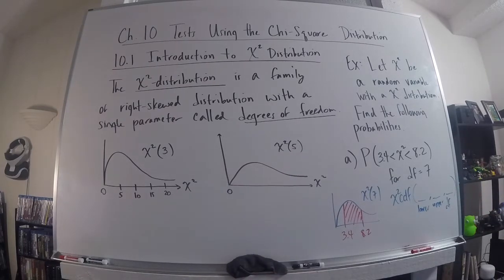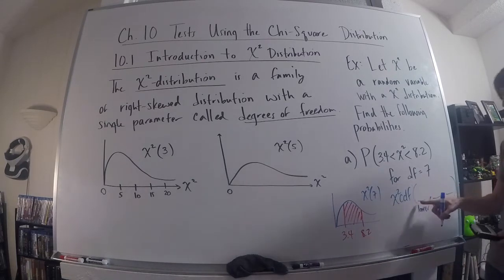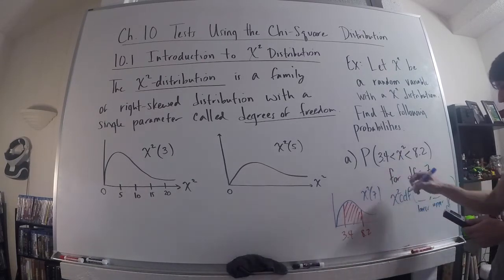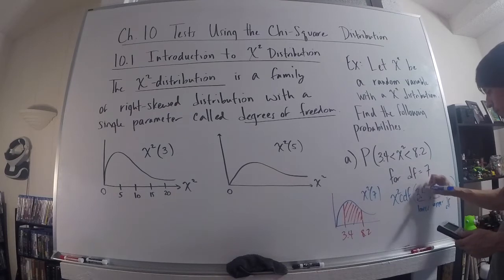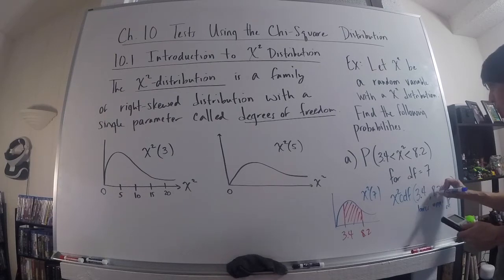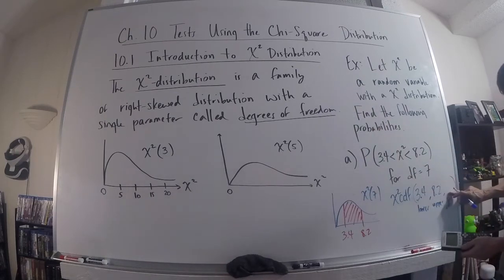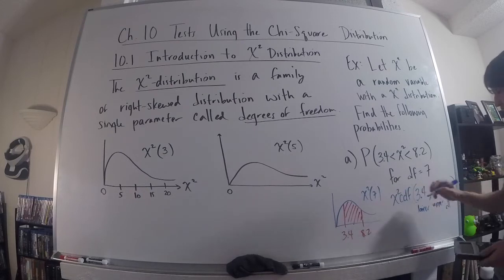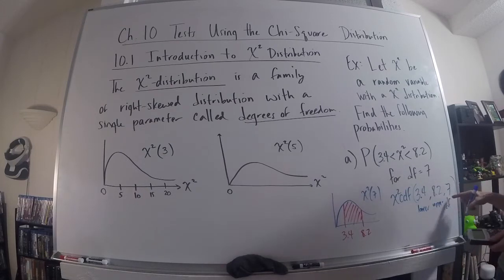Oh my god, I feel so bad that it's messy. But anyway, chi-square CDF, I'm going to put my lower there. My lower bound is 3.4. My upper is 8.2. And then chi-squared has one parameter called the degrees of freedom, and it is provided right here, and I put it right there for convenience. And so I'm just going to tack on 7 as your df.